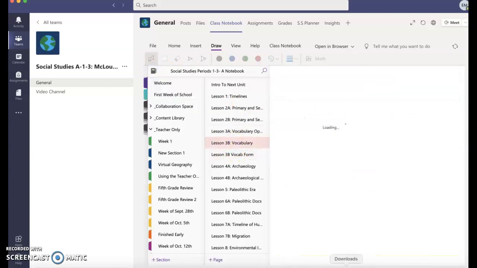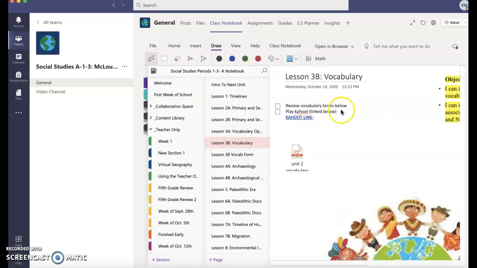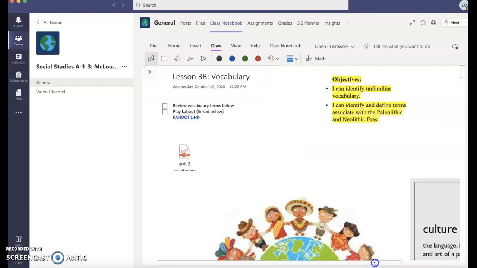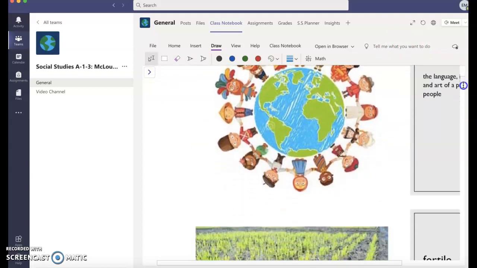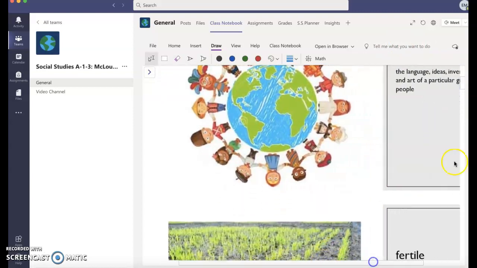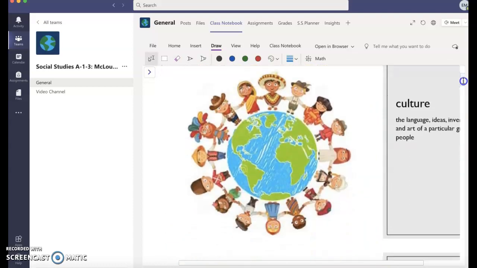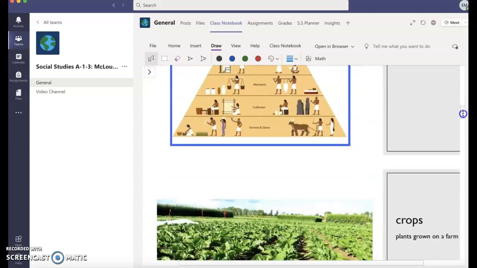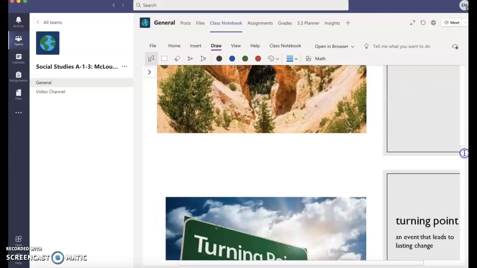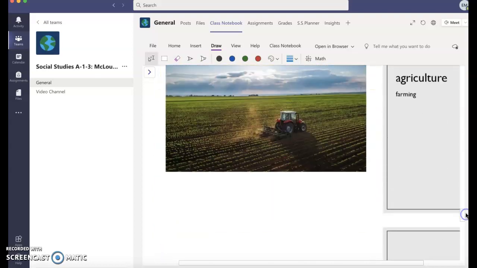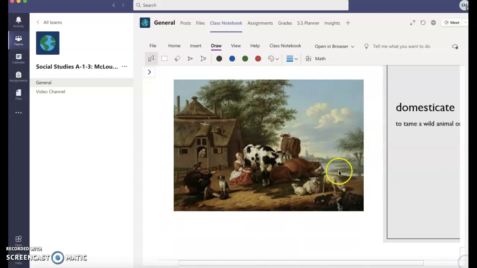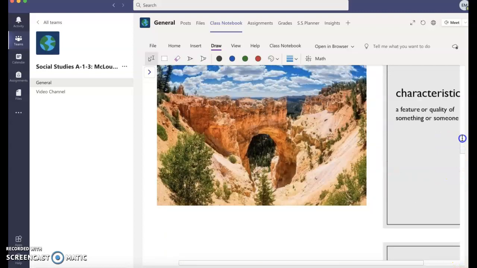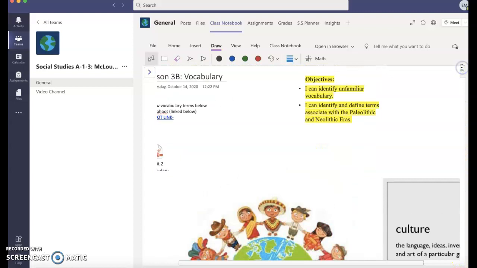Then your second lesson is going to be to review the vocabulary terms below and then play this Kahoot. The objectives are the same because we're just focusing on vocabulary. So you're going to scroll down. There are different images and definitions of all of the vocabulary terms that you will have to know. Scroll all the way to the bottom and read all of these. It's really important that you're reading the definitions because, hint, hint, there will be graded assignments on these vocabulary terms.